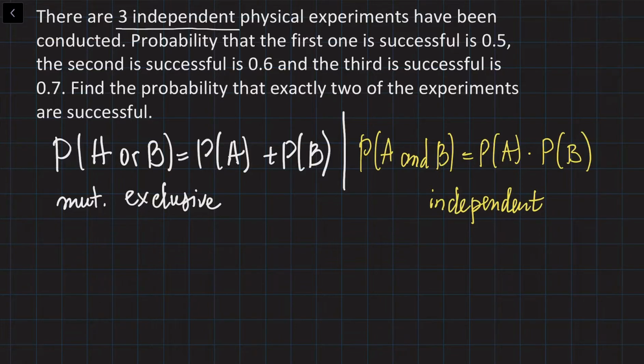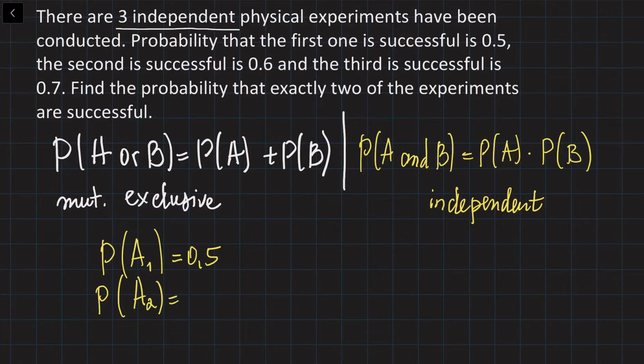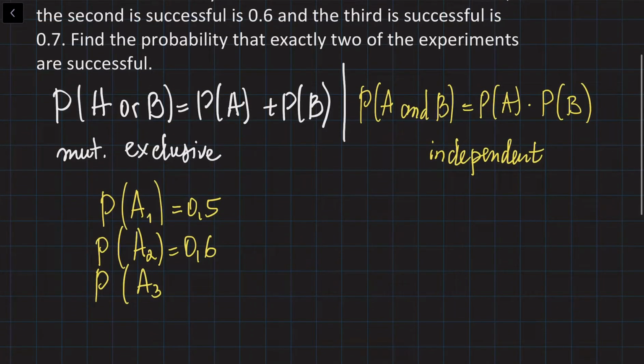Let's say A1 is the first experiment. The probability that A1 is successful is equal to 0.5. The probability that the second one, A2, is successful is 0.6. And the probability that the third one, A3, is successful is equal to 0.7. What we need to find is the probability that whenever we do the 3 experiments in a row, exactly 2 of them are successful. In order to find this, we are going to use the multiplication rule and the addition rule.